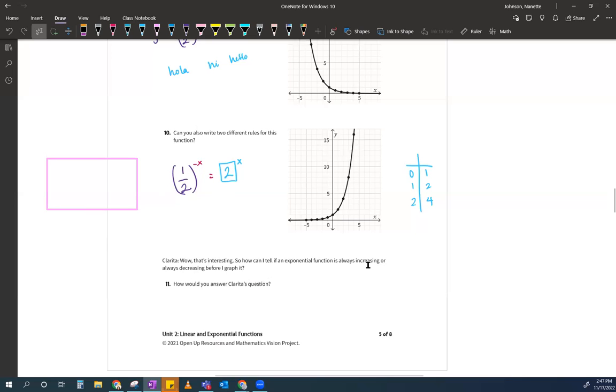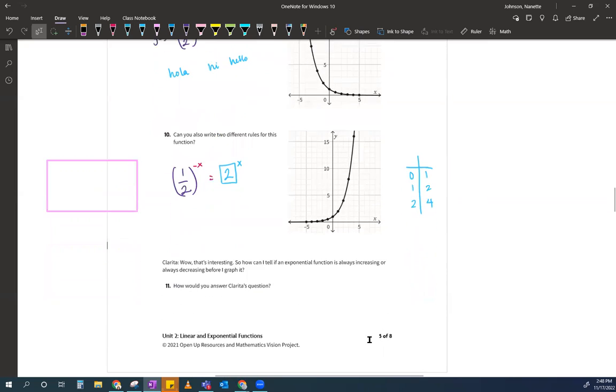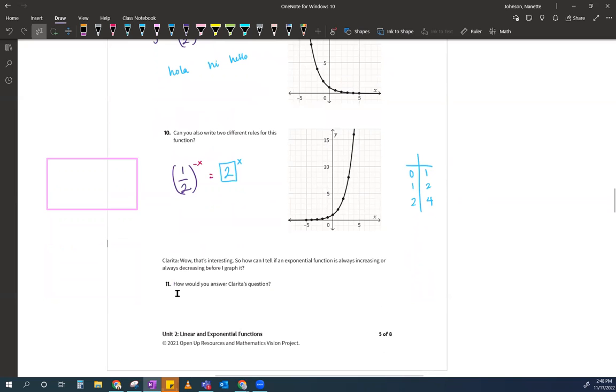Reminding you, increasing means you're on the roller coaster going from left to right and it's going up, up, up. Decreasing is when you're on the roller coaster going down, down, down, right? Okay. So does anyone have a really good way to tell?